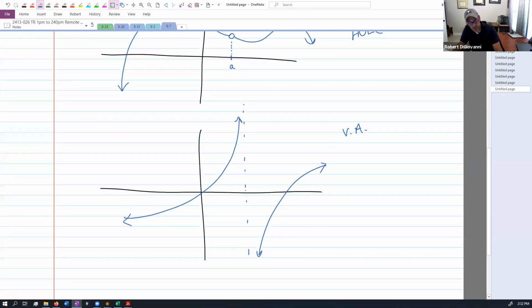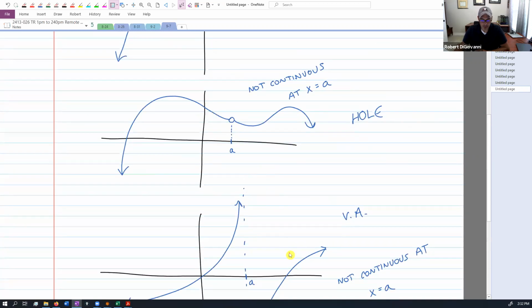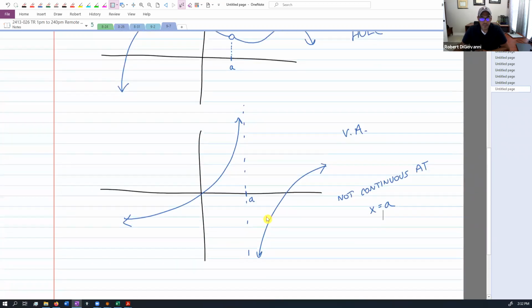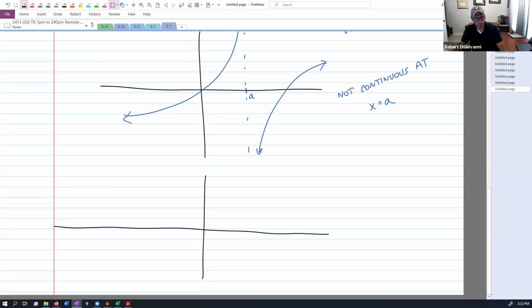If we have a vertical asymptote, let's say this is A, this would not be continuous at x equals A. Can anyone think of another way you could draw a function where you would have a discontinuity that's not one of these two? I guess when it's not a limit. How do you mean? I don't know how to describe it, but if you have one going in one direction and then it's just not a limit.